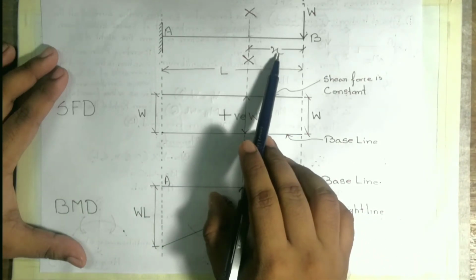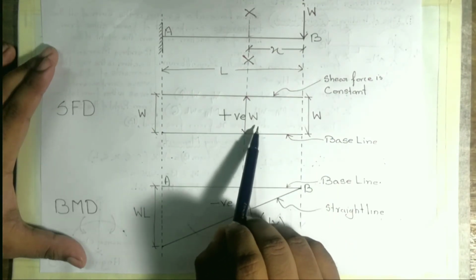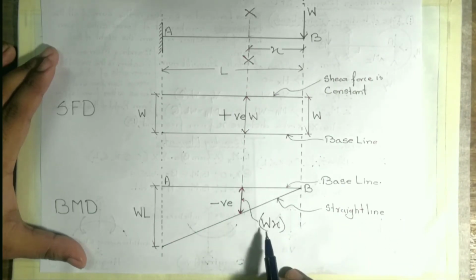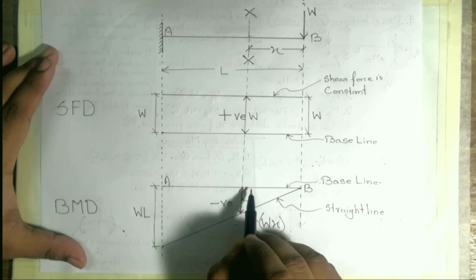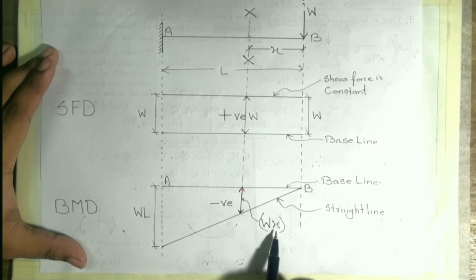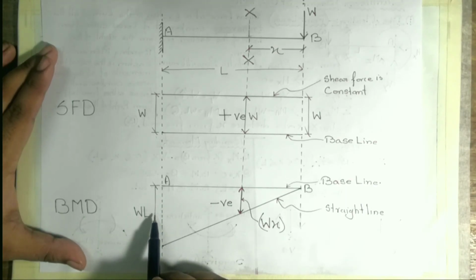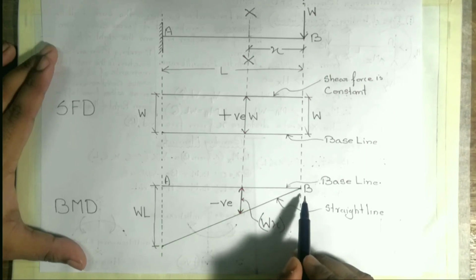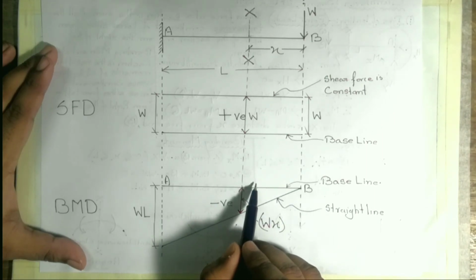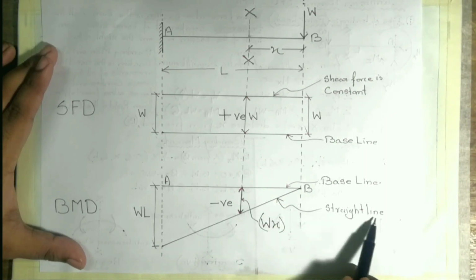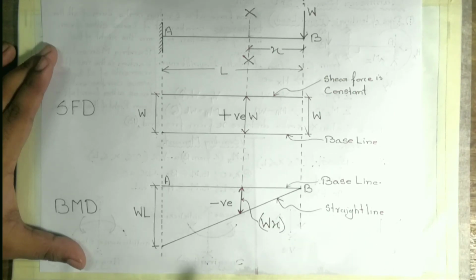So if we consider the same section X, it will be constant for shear force, that is the same W throughout. Now for bending moment, at a distance x from B, it is Wx. So as x changes, bending moment will also change. So at A it is maximum, which is WL, at B it is 0, and at a distance x away from point B, it is Wx. It is represented by a straight line. Here I have written it is represented by a straight line because the rate of change of bending moment is constant.